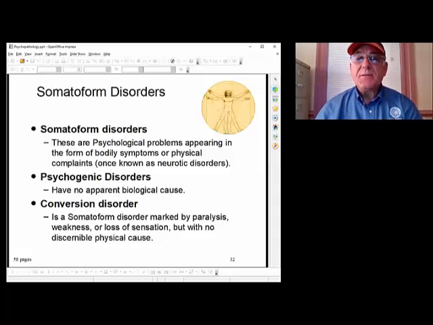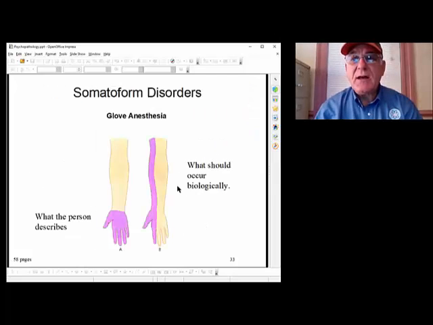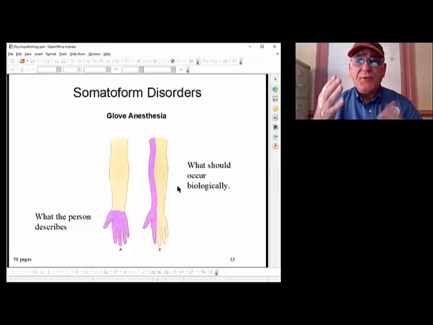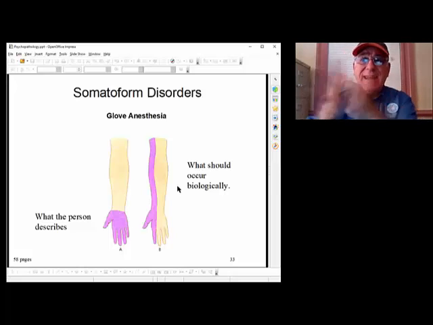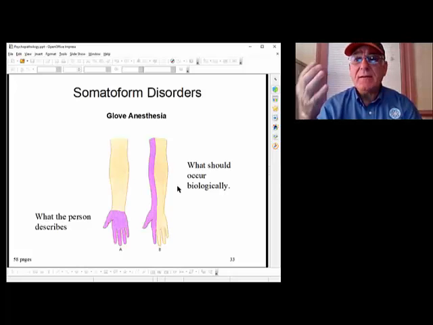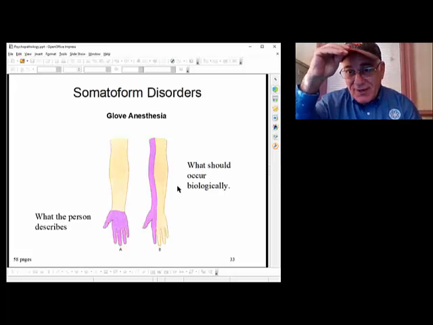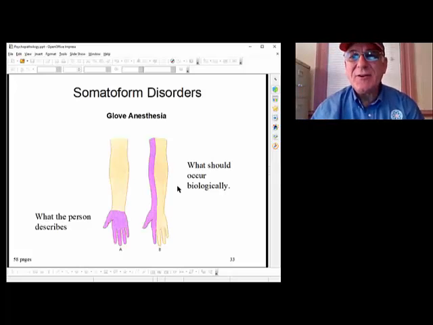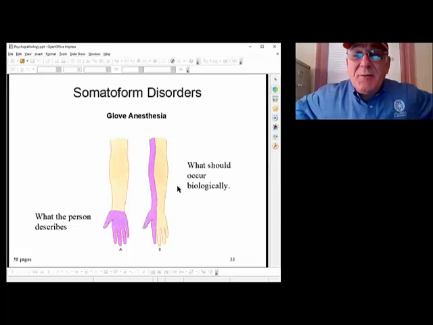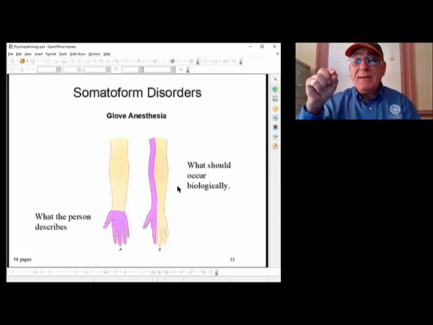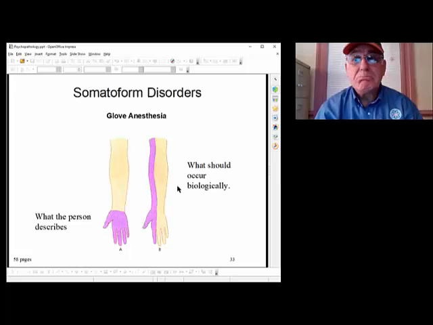The most common is glove anesthesia. In glove anesthesia, the person says, I can't feel my hand. My hand is dead. Right? Now, are they telling the truth? Or are they just trying to get out? Are they malingerers? And we'll talk about malingering also, people that just make up problems in order not to do work. So the doctor will have you put your hands behind your back and then take a pin and stick a pin in your hand. They do not feel it. It's dead. They're not feeling anything in their hand.